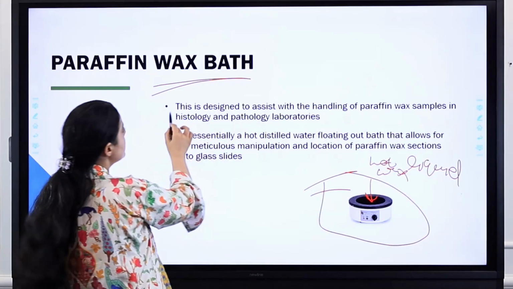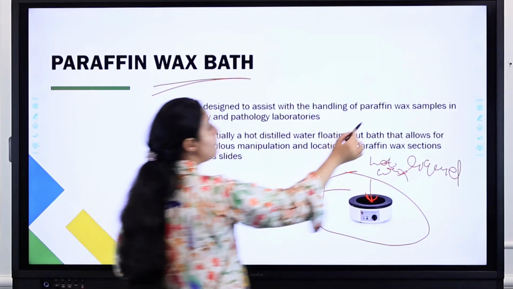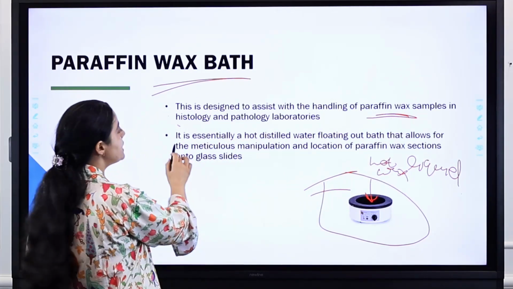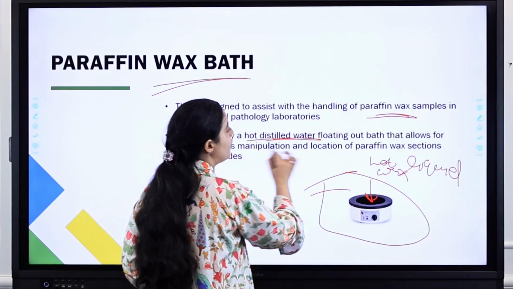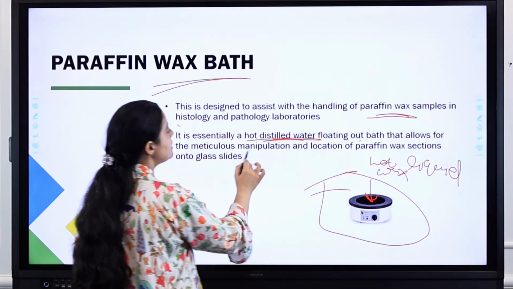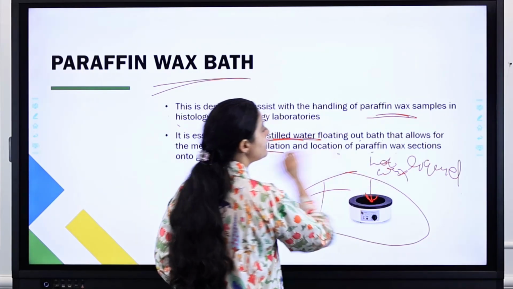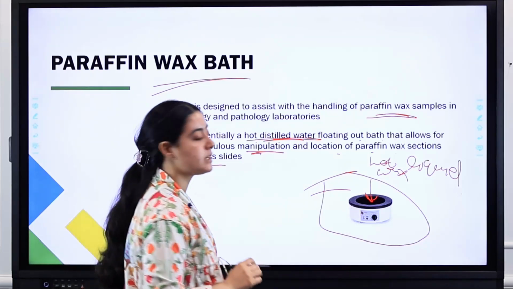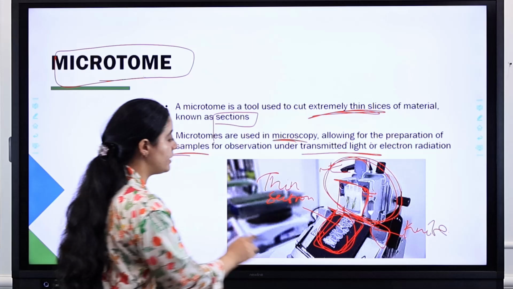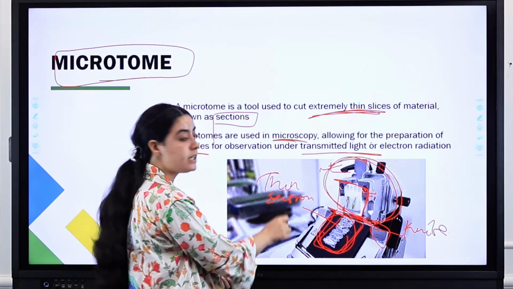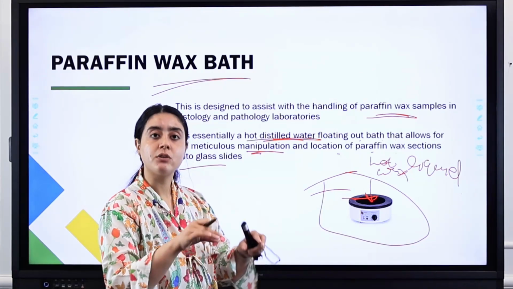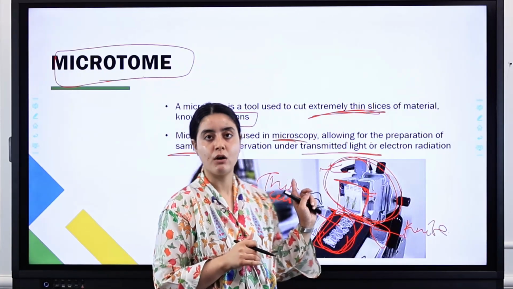Okay, let's read. This is designed to assist with the handling of paraffin wax samples in histology and pathology laboratories. It is essentially a hot distilled water floating-out bath that allows for the meticulous manipulation and location of paraffin wax sections onto the glass slides. What does it mean? When we cut the sections like this, we have to transfer these cut sections here so that we can easily take them onto our slide from this hot wax bath.